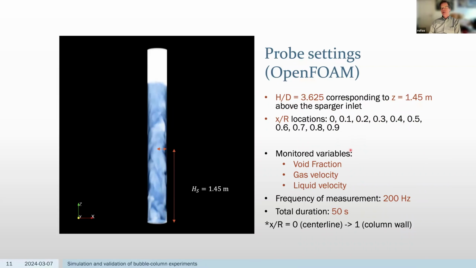The probes can take out any data you like, and you could put probes elsewhere, but we're just going to show today the data compared to the experiments. You can monitor things like instantaneous void fraction, gas velocity, and liquid velocity in comparison with experiments. The frequency of measurements for the CFD code was 200 hertz. That's just a choice. If you go finer, the data are correlated, and if you go slower, you miss some of the dynamics. We kept it at 200 hertz, and we take data for 50 seconds of simulation. So we'll be looking at that.